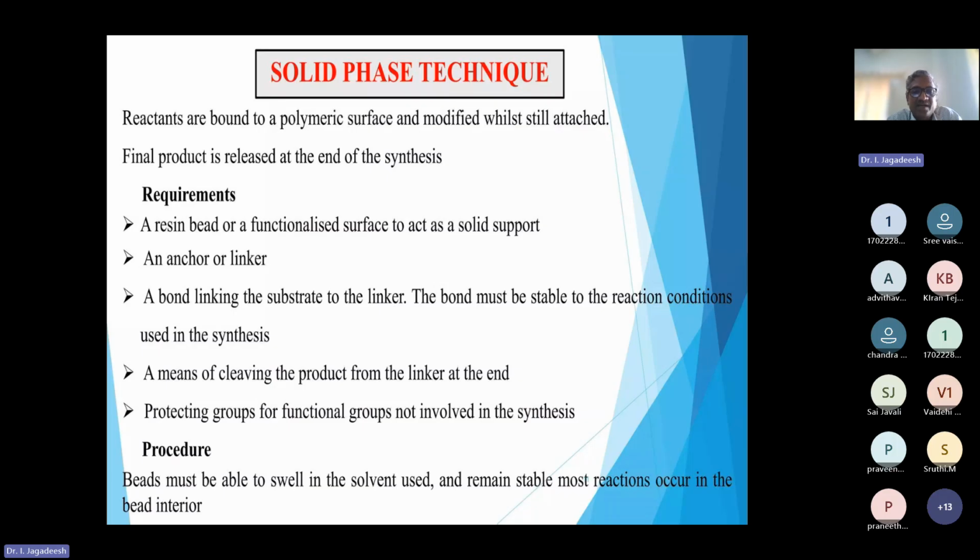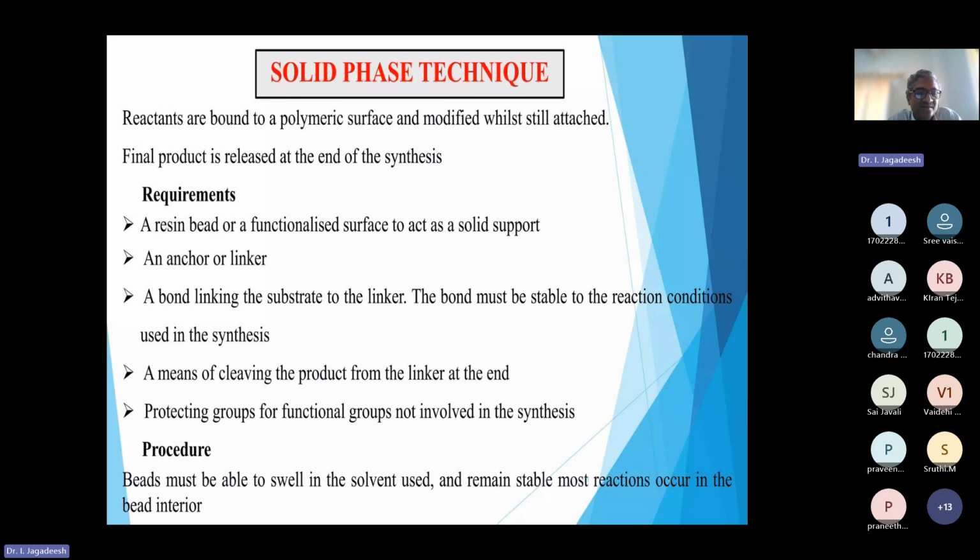A means of cleaving a product from the linker at the end is also very important. If you are not able to remove the product from the substrate, it means it is dead. So at the end of the reaction, we should be able to remove, wash out our product. Protecting the functional groups that are not involved in this particular synthesis is also needed, because we are protecting the groups by the linking, and we are going to have multiple scaffolds of similar types of synthesis. We are doing a similar parallel synthesis.